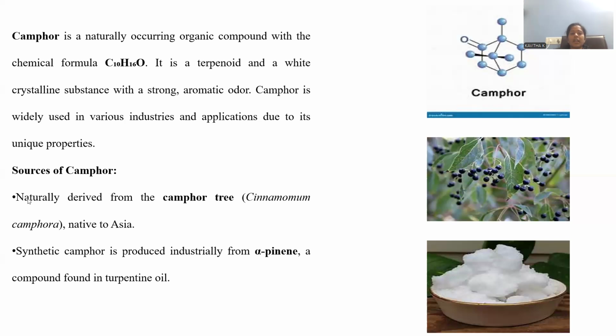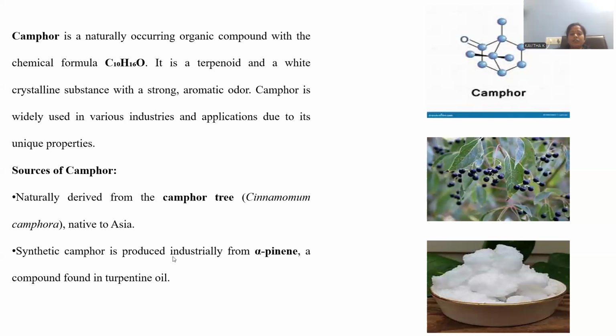Camphor is naturally derived from the camphor tree. Just now we saw the camphor tree. These are the seeds from which we are able to extract it, and its scientific name is Cinnamomum camphora. Let me repeat: Cinnamomum camphora is the scientific name of the camphor tree. It is native to Asia, and in the Asian continent we can observe such camphor trees.